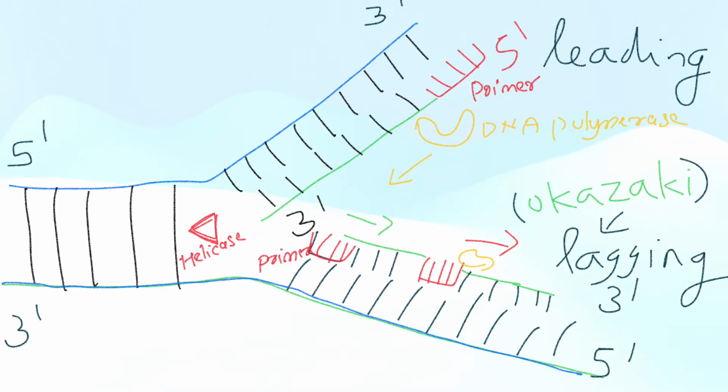DNA polymerase 3 binds with the primer and starts adding complementary nitrogenous bases. As the DNA polymerase moves, the single-stranded binding protein disappears and the new strand is formed again and again with a single primer. Since it is a continuous process, it is called the leading strand.